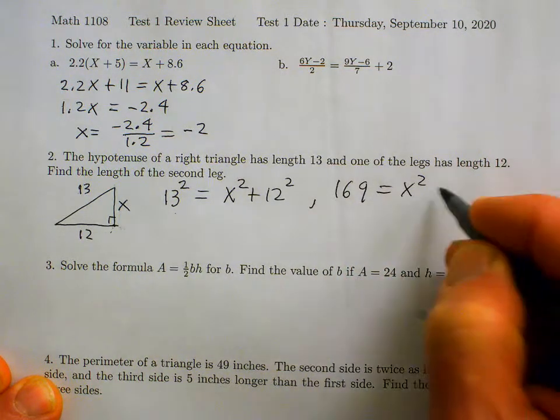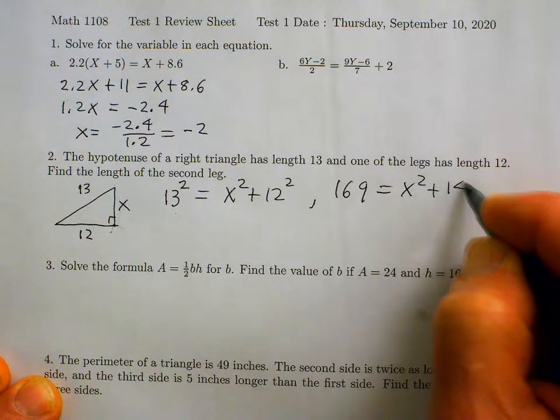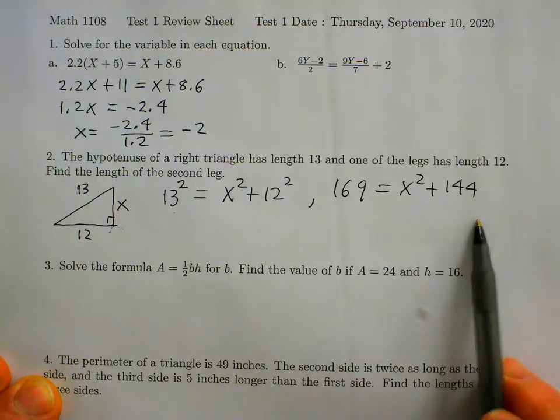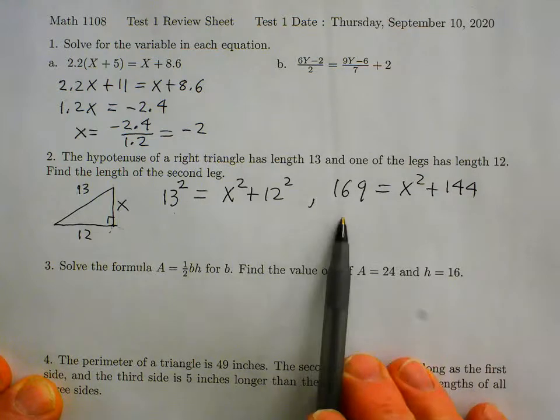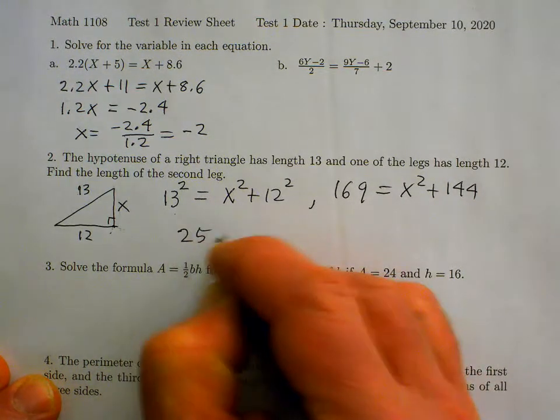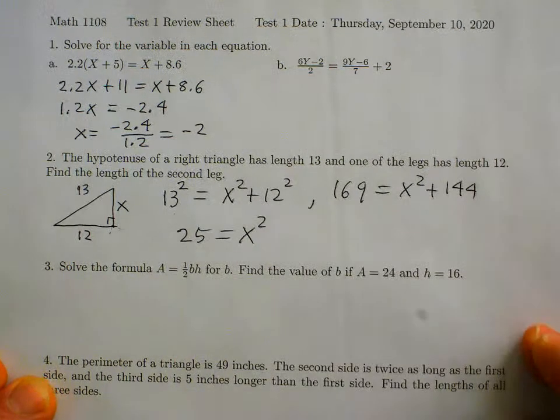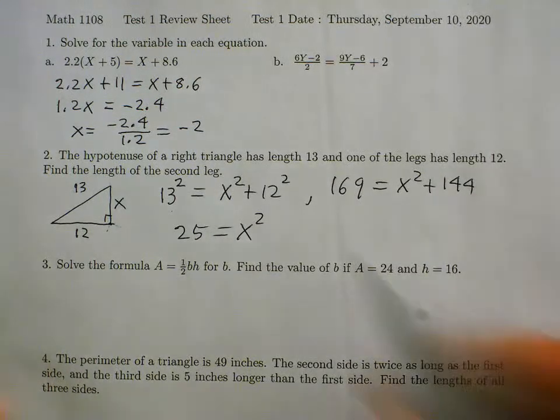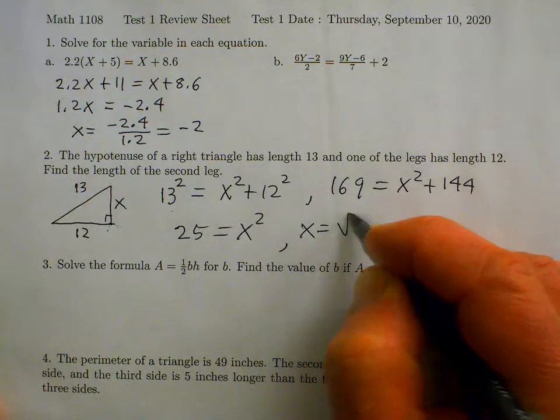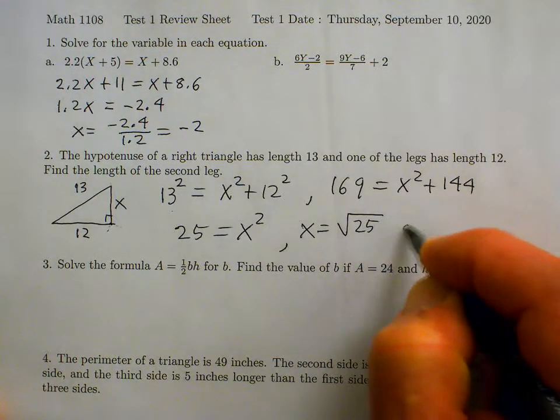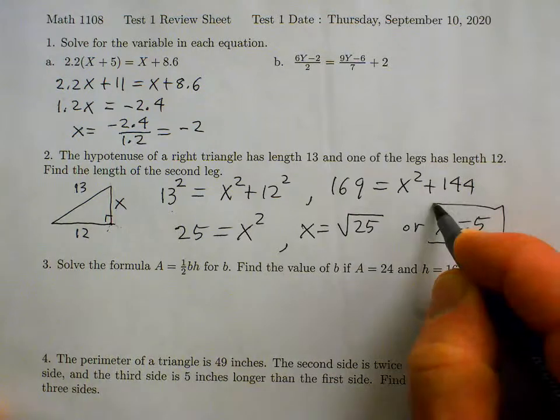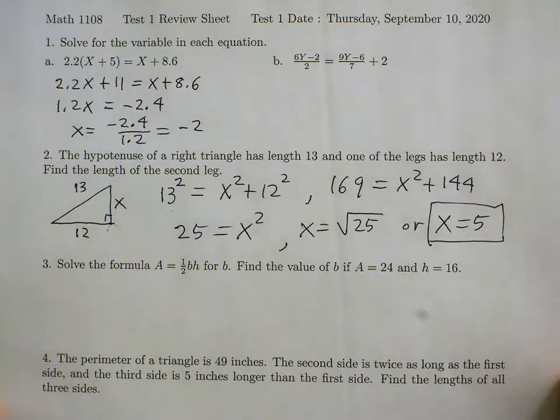13 to the second is 169. 12 to the second power is 144. We subtract 144 from both sides. 169 minus 144 is 25. That's equal to x to the second power. And then x is the positive square root of 25, which is 5. So the length of the second leg is 5 units.